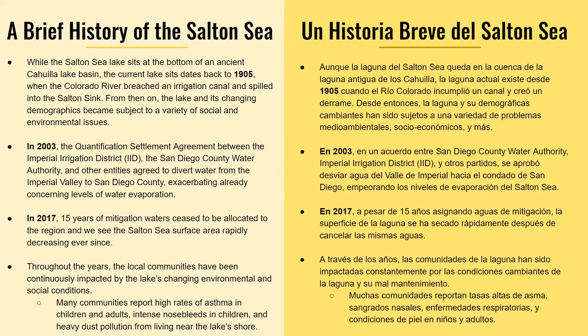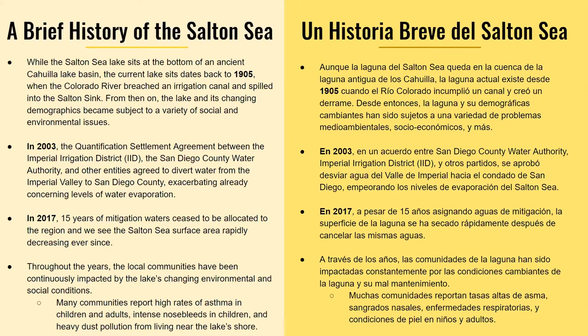From then on, the lake and its changing demographics ended up experiencing a variety of social and environmental issues, all the way from flooding, water contamination, or just water and air quality issues. So going back to 2003, the Quantification Settlement Agreement between the Imperial Irrigation District, the IID, the San Diego County Water Authority, and other entities agreed to divert water from the Imperial Valley to San Diego County, exacerbating already concerning levels of water evaporation.